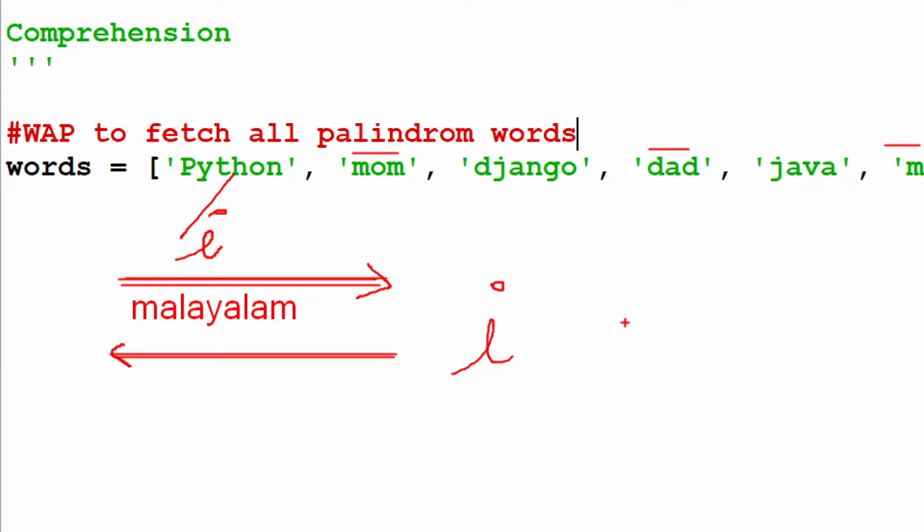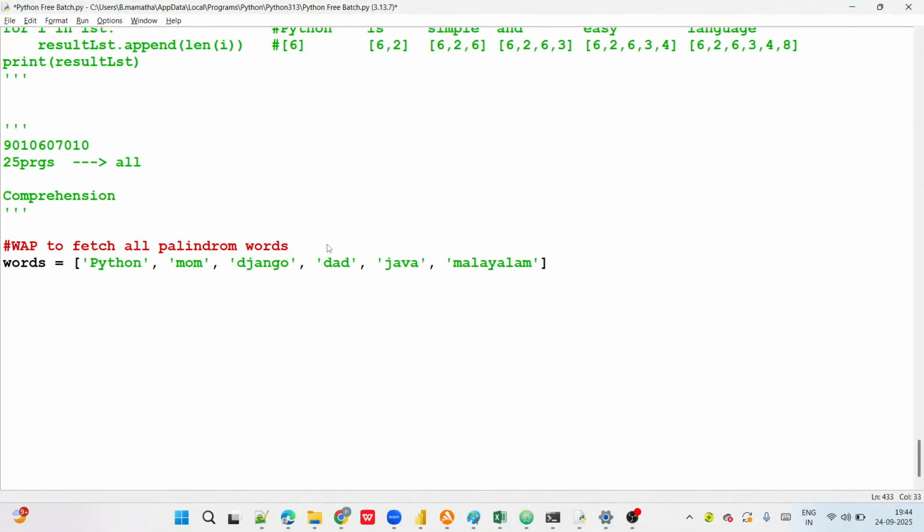How to find the reverse of I, sir? I is a string, right? Either a Python string, Mom string, Django string, or Dad string. How to reverse a string? We discussed that very clearly while discussing string indexing and slicing operations: how to reverse a string, a list, a tuple. Yes, we'll do it again, guys. Observe now, for I in words.